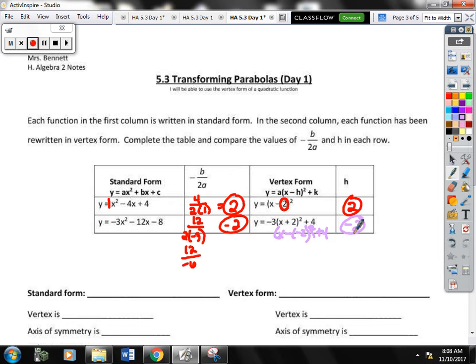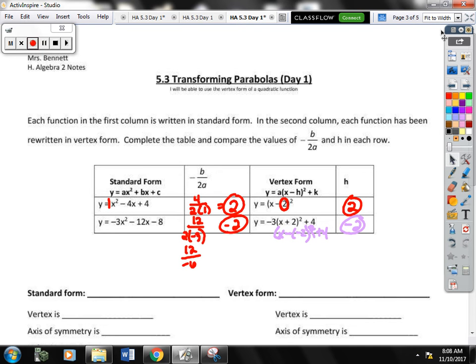So when you're looking at vertex form, again, a lot of students like to think that the h value is the opposite of what you see. So if you see a minus 2, the h value is a positive 2. If you see a positive 2, the h value is a negative 2. So if you want to memorize it that way, or you just have to remember the formula has to have a subtraction. So if it has a positive, that's really minus a negative, showing you it's negative.